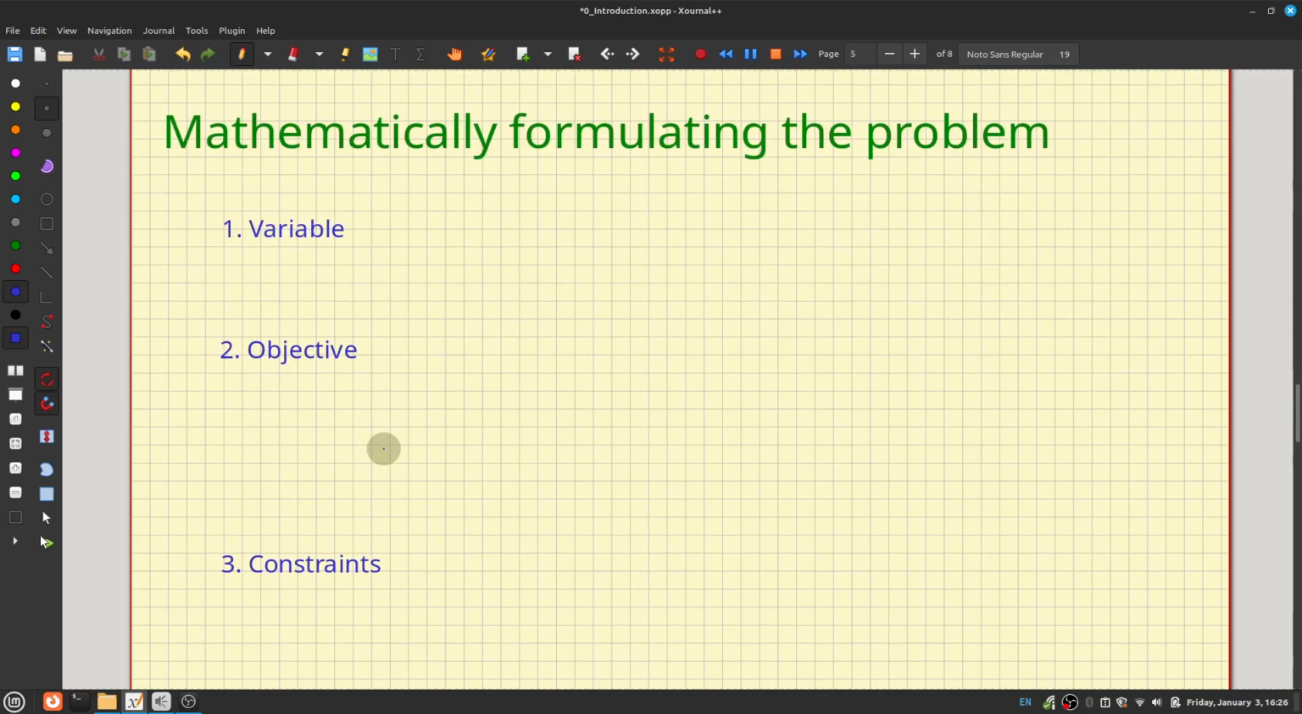So firstly, what do you need to know in order to mathematically formulate the problem? So first, you need to identify what quantities are in your control, right? Or what quantities are of interest. Those parameters that are in your control, these are what I will call variables. For instance, the variable could be how much power you can allocate.